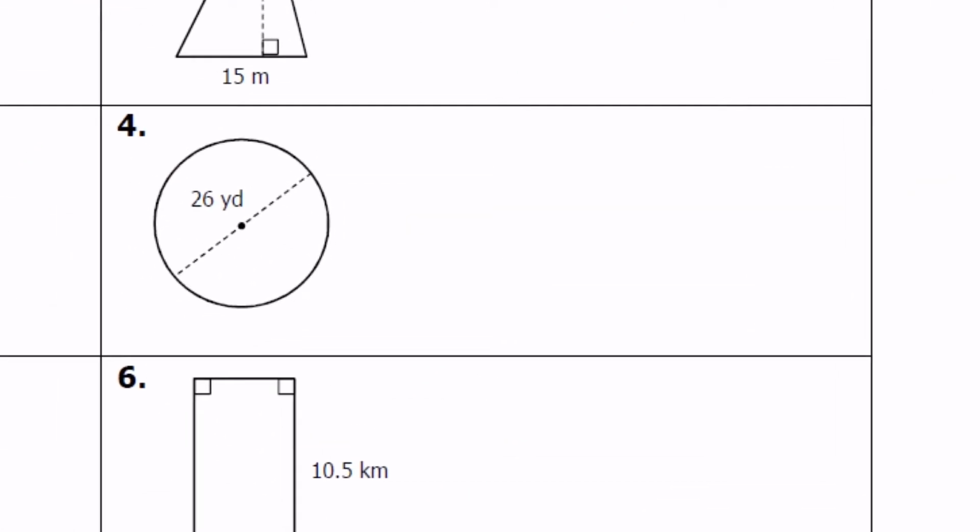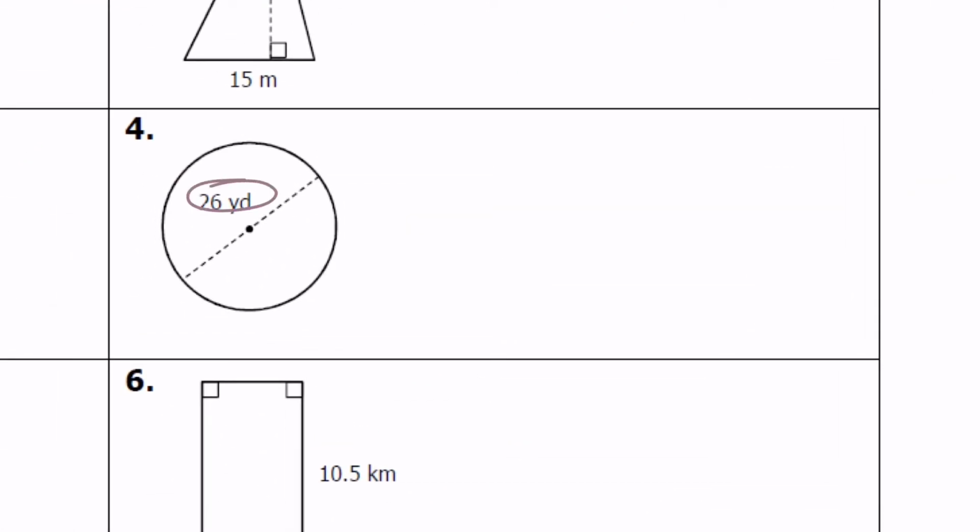So if you look at number 4, pay attention to what you're given. Instead of being given the radius, you're given the diameter, so you're given this whole thing. You got to think about, how can I use that to find the radius? Think back to your properties of a circle. You got to think back to a little bit of 8th grade math.